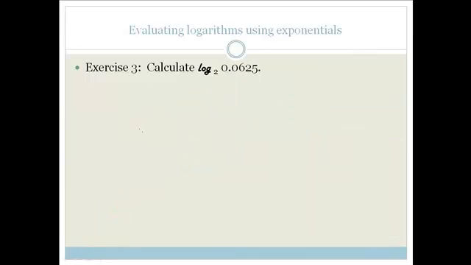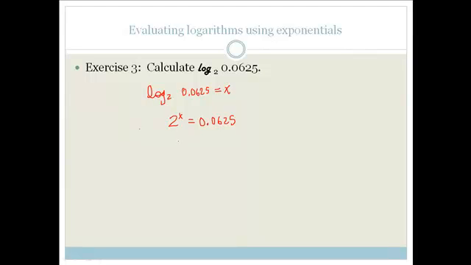Here's log base 2 of the decimal 0.0625. Here's another example where we're trying to take the log of a decimal. As I convert that to exponential notation, I notice I have that decimal over here on the right hand side as a solution. Again, another great tip.